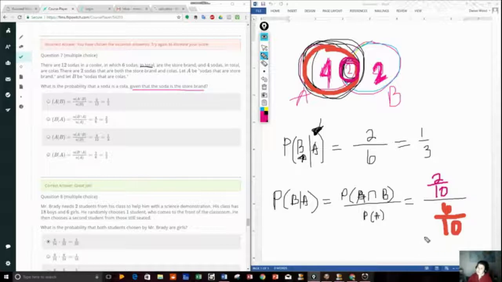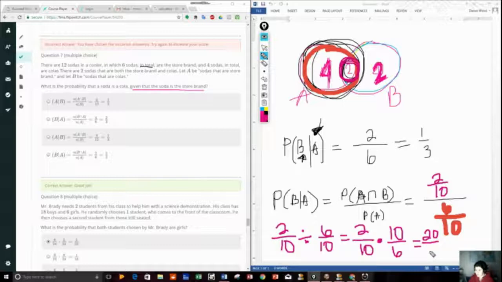And then I'm thinking back to my algebra skills. Okay, well, I have 2 out of 10 divided by 6 out of 10, and I'm remembering that when we divide fractions, we multiply by the reciprocal. So it's 2 out of 10 multiplied by the reciprocal, and the reciprocal of 6/10 is 10 out of 6. So that's going to equal 2 times 10 is 20, 10 times 6 is 60.